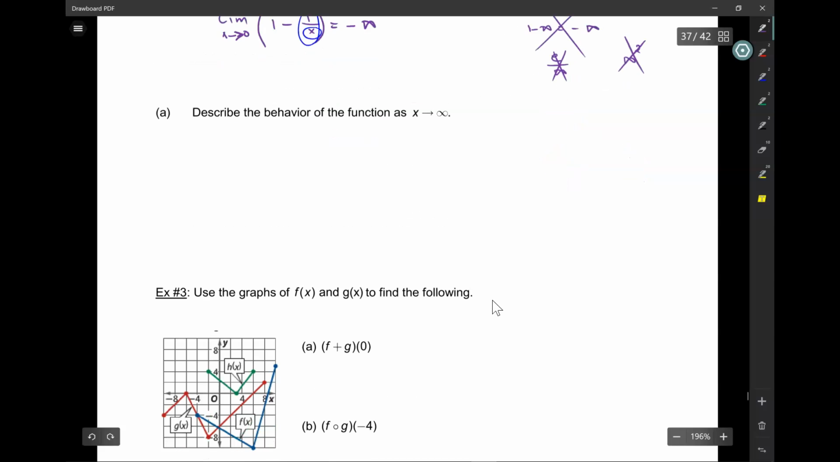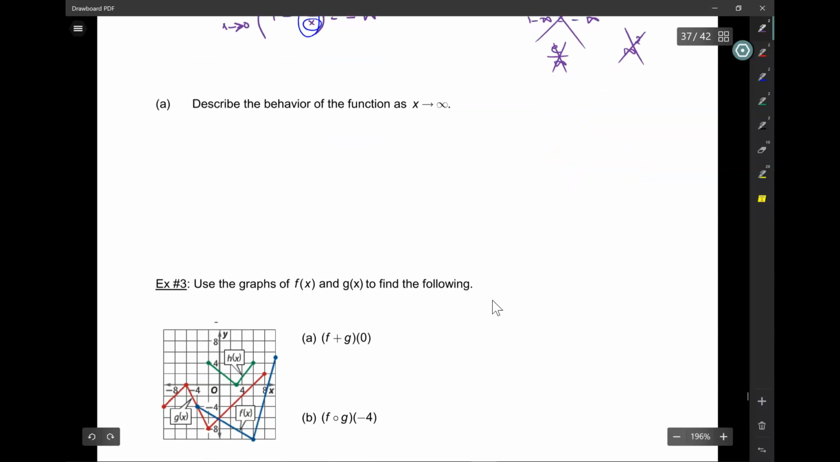What happens as x approaches infinity? So the limit as x approaches infinity of 1 minus 1 over x. Now, as x gets very, very large, what happens to 1 over a very large number? It's very, very small. So that approaches 0. So now I have 1 minus 0. I can write that equal to 1.